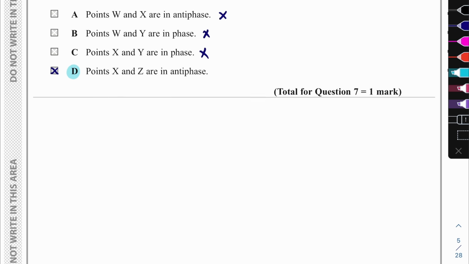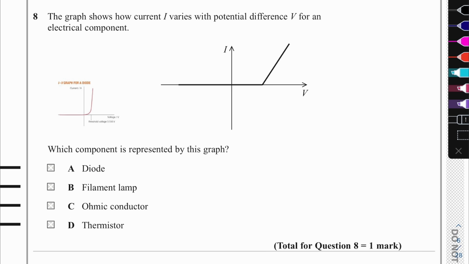Let's move on to question number 8. This is a standard question. The graph shows how current I varies with potential difference V for an electrical component. They give you the graph, which component is represented by this graph? I've just shown a picture of a graph from the IAL textbook where you can see this is for a diode. So this is for a diode.